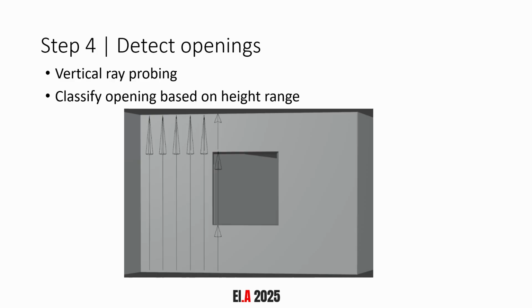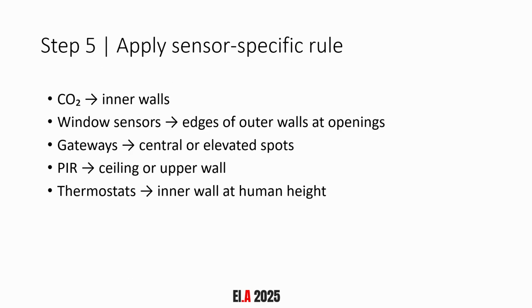And then with vertical probing, here you can see a bit better maybe, that we shoot up vertical rays from the floor for the perimeter of the floor towards the ceiling. Then we can classify openings based on when the hit actually starts and stops. Then lastly we apply the specific sensor rules.